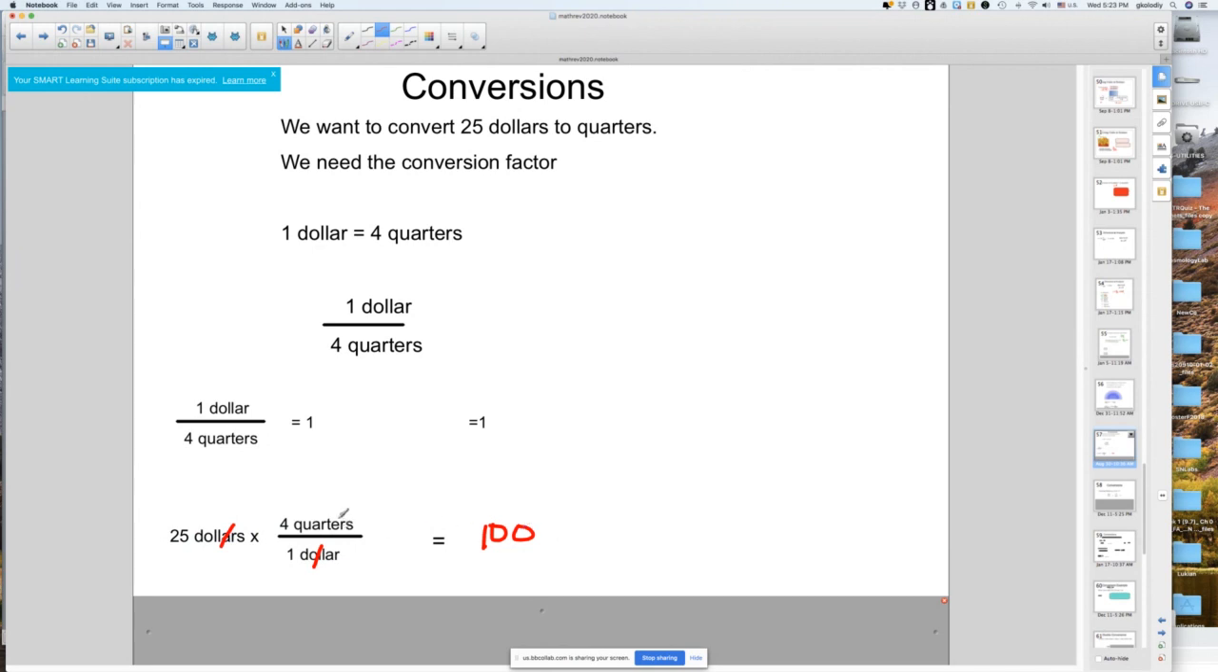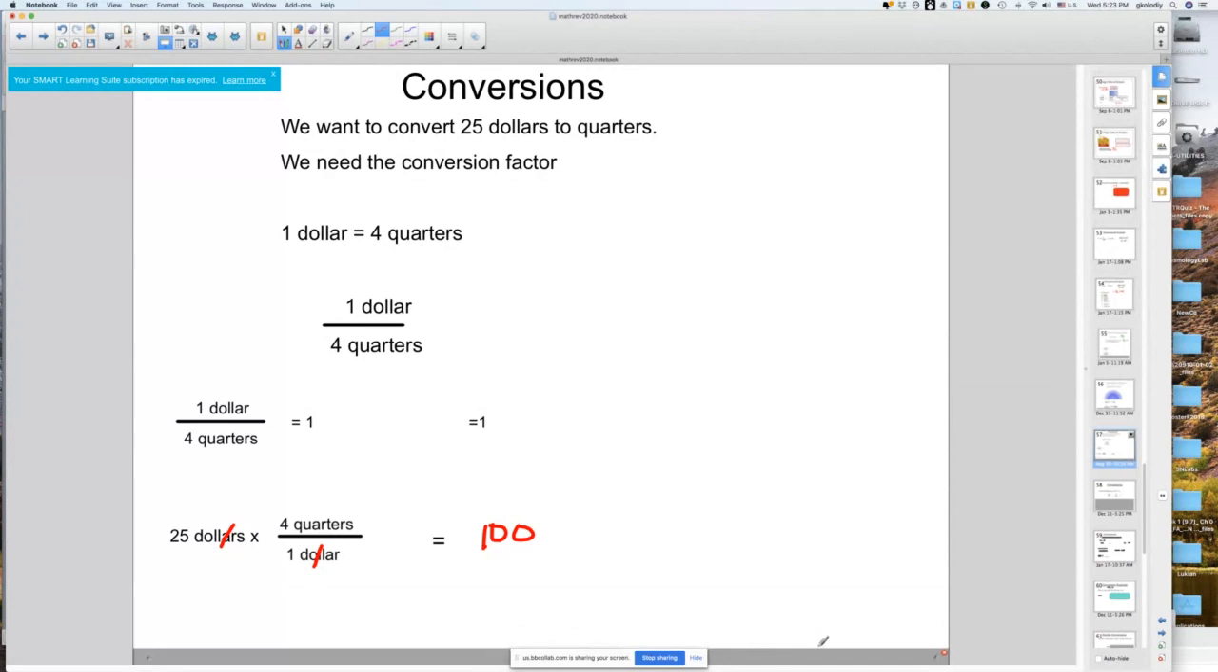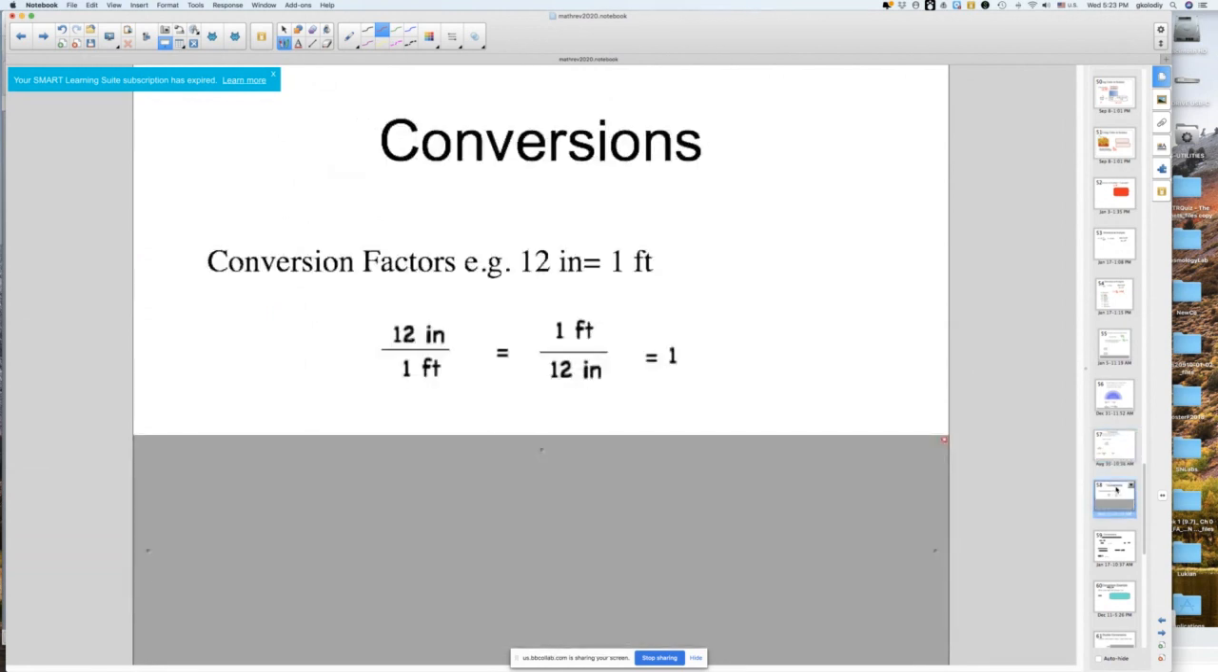Now, if we do it the other way around, well, basically this is the problem, so we don't have to do it the other way around. But we'll do just similar problems.